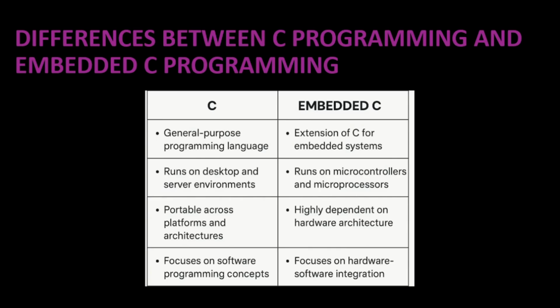But in embedded C, the code we have written will be dumped into the microcontroller, and based on the code, the microcontroller gives us output. C is portable across platforms and architectures, but embedded C is highly dependent on hardware architecture, that means the architecture of the microprocessor or the microcontroller. C focuses on software programming concepts, while embedded C focuses on hardware-software integration.